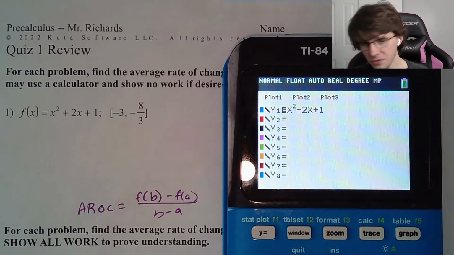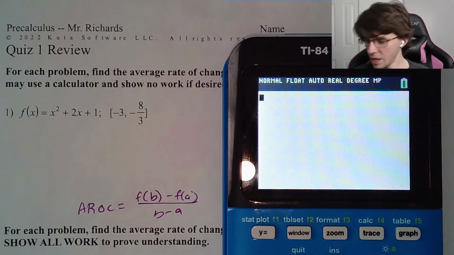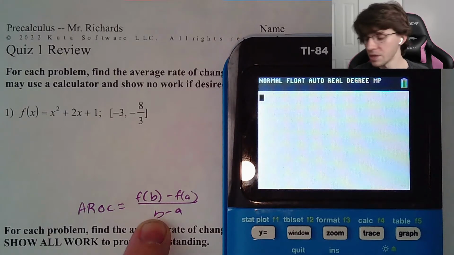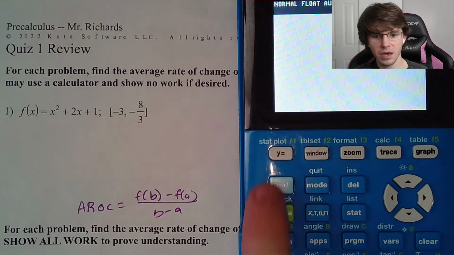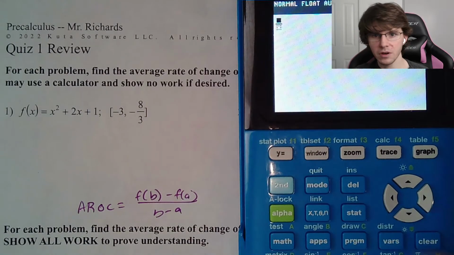After you've done that, typed it in, you're going to quit back to the main screen. And we're going to plug in the entire f of b minus f of a over b minus a directly in to the calculator. So to do that, we got to get a fraction bar. Fraction bar can be got by hitting the alpha, y equals, and then enter. If you do that, the fraction bar will show up.